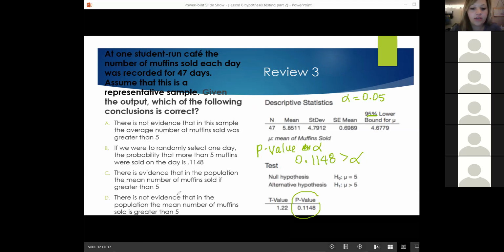Since we're going to fail to reject that null hypothesis, we're saying that there's no evidence that the population mean is greater than 5. If our p-value is greater than alpha, we fail to reject the null, and our null is saying that the number of muffins sold each day was 5. So we're still going to assume that's true. We do not have evidence that the population mean is greater than 5 because we failed to reject that null, so our answer is D there. Does that make sense?